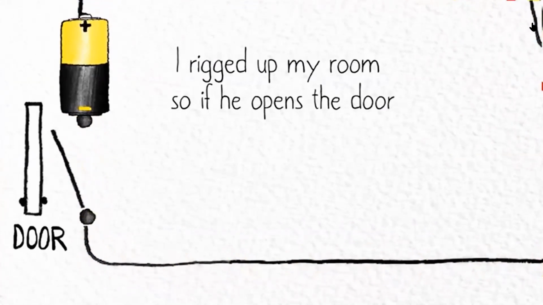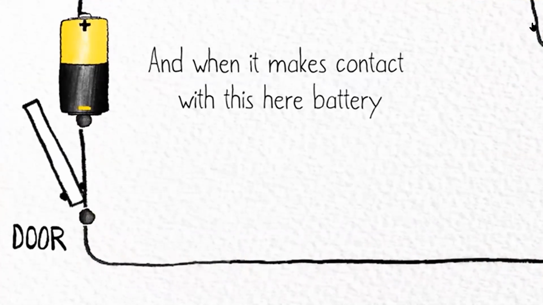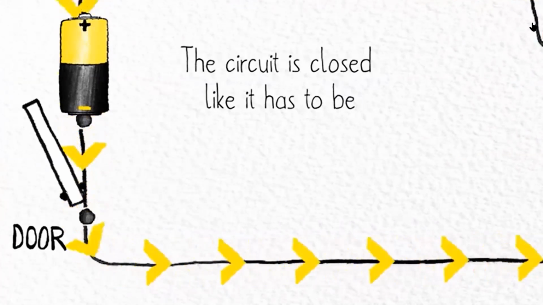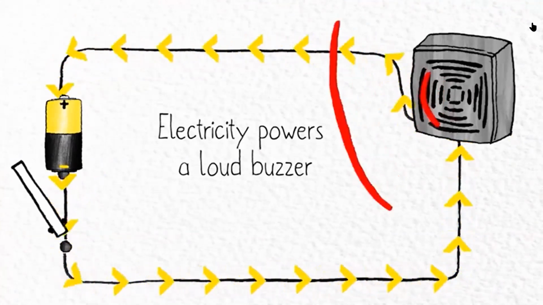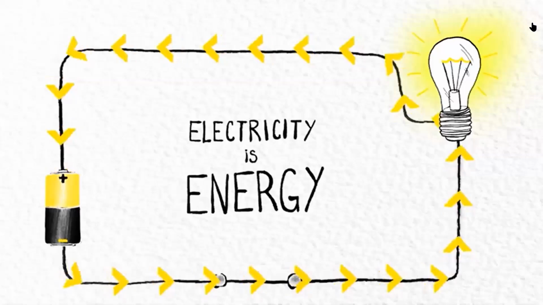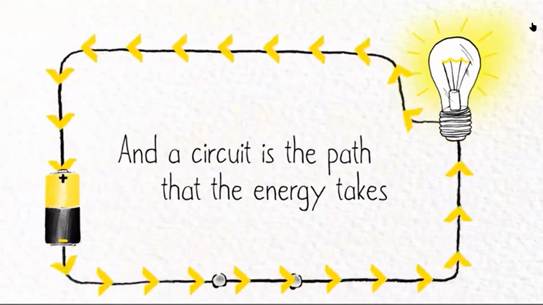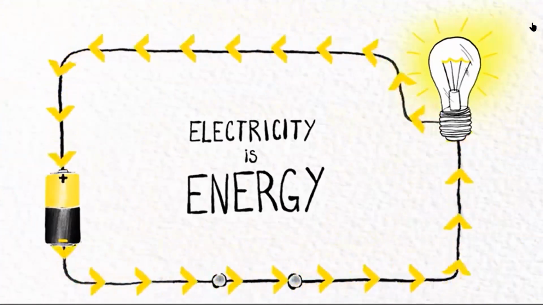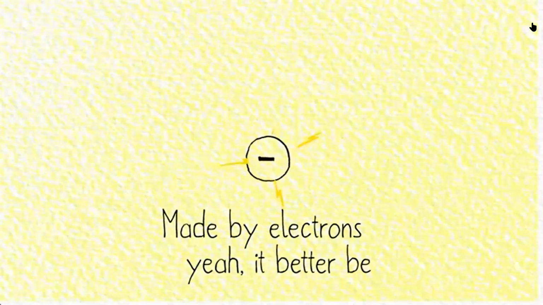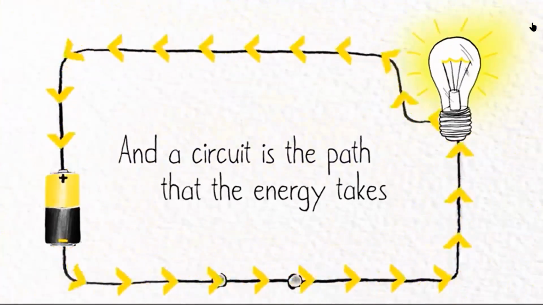I rigged up my room so if he opens the door, this metal wire gets pushed across the floor. And when it makes contact with this here battery, the circuit is closed like it has to be. Electricity powers a loud buzzer. Now my sneakers don't have any lettuce in them. Sorry, brother. Electricity is energy made by electrons, yeah, better be. A current is the flow each and every day, and a circuit is the path that the energy takes.